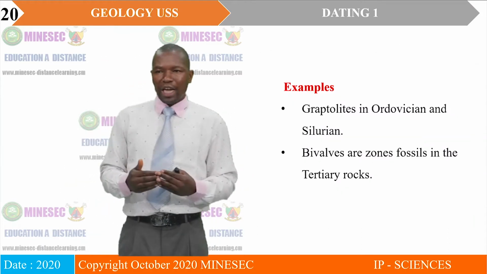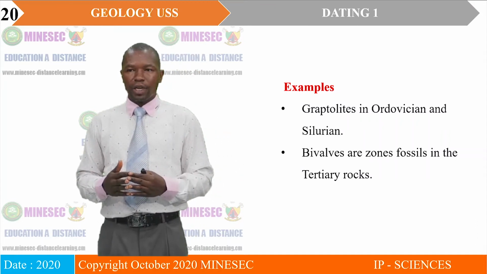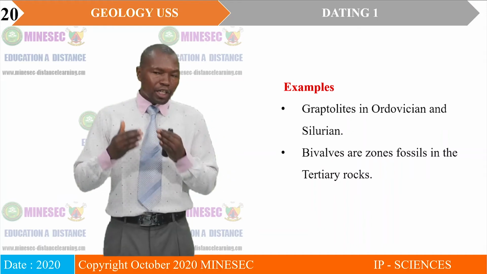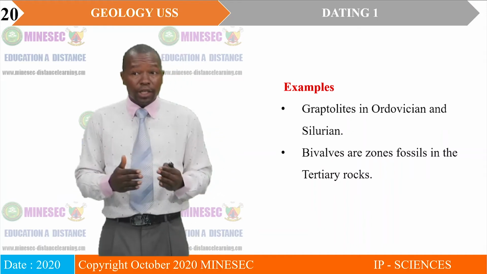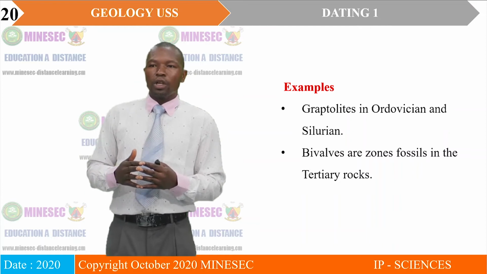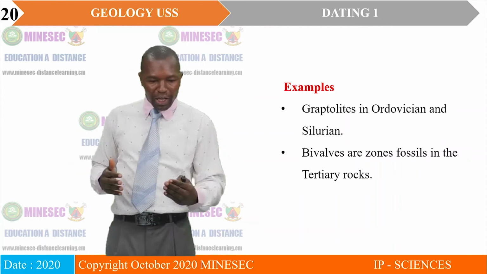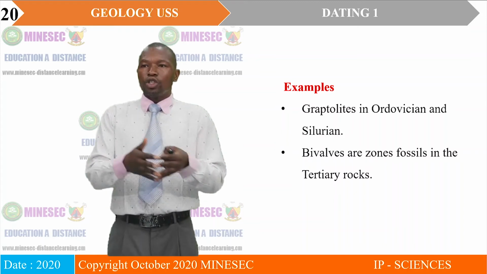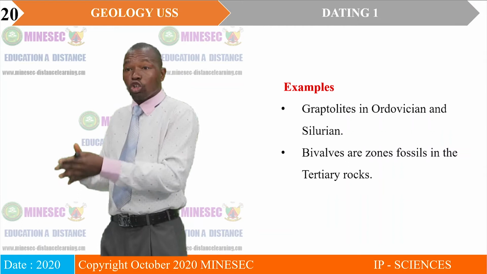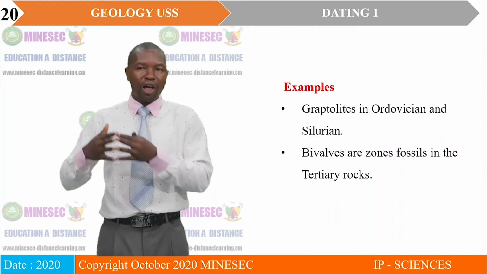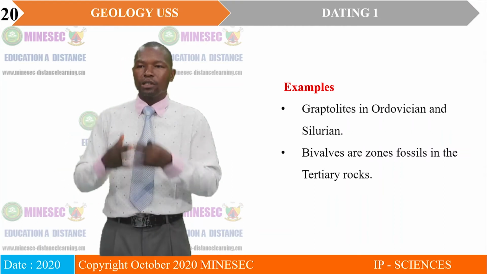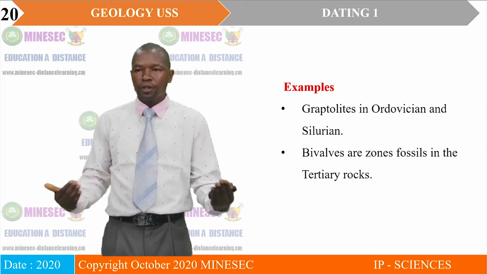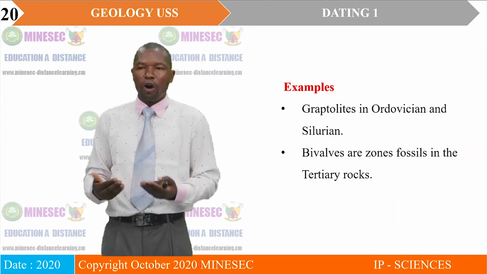Examples: graptolites in the Ordovician and Silurian. You will expect that since graptolite formation began in the Ordovician and continued up to the Silurian, the ones that were fossilized during the Ordovician should be older than the ones that are fossilized in the Silurian formation. That is the way to relatively bring out the ages of rocks.